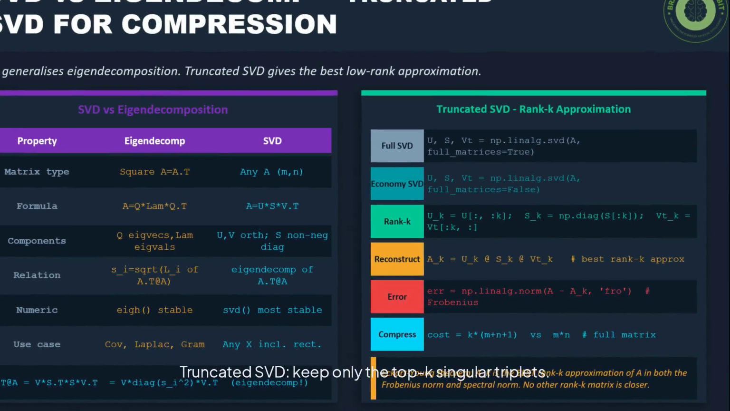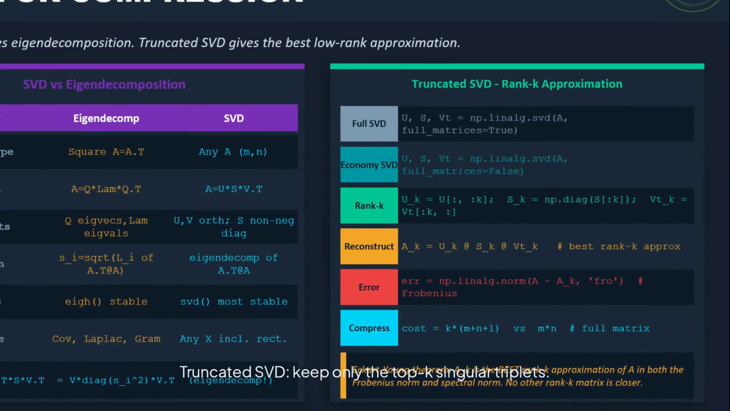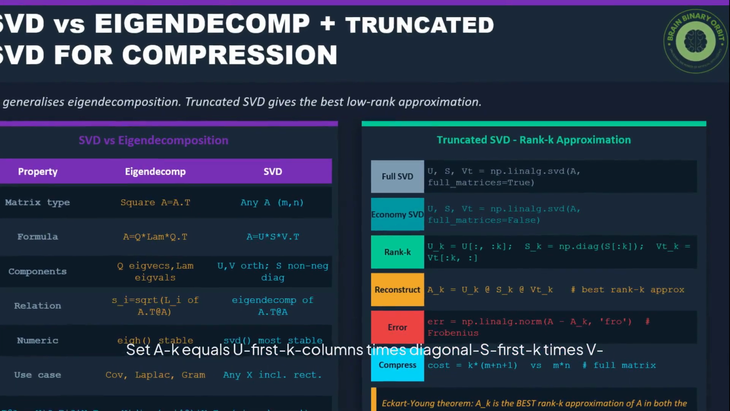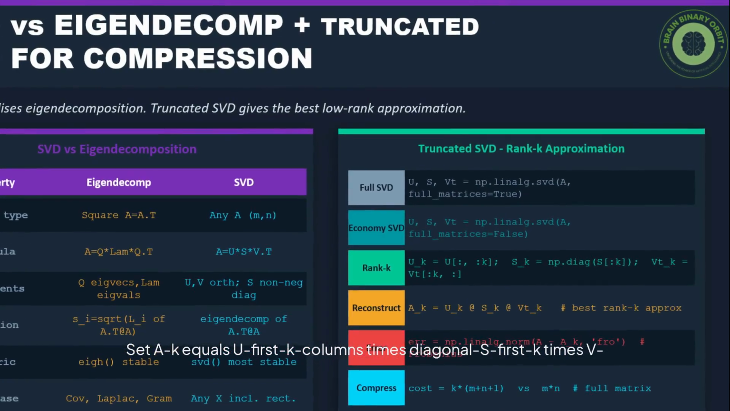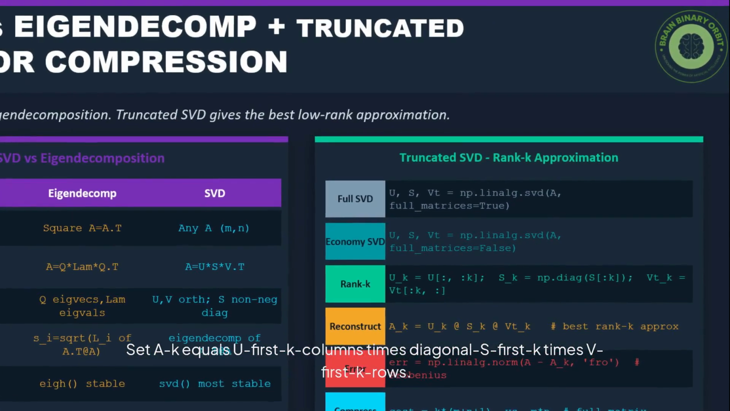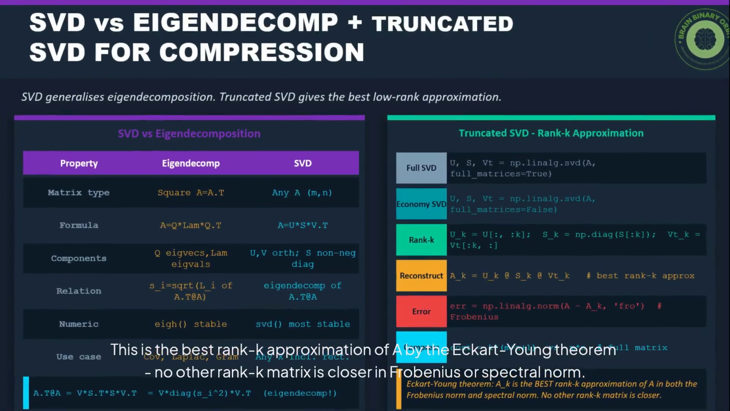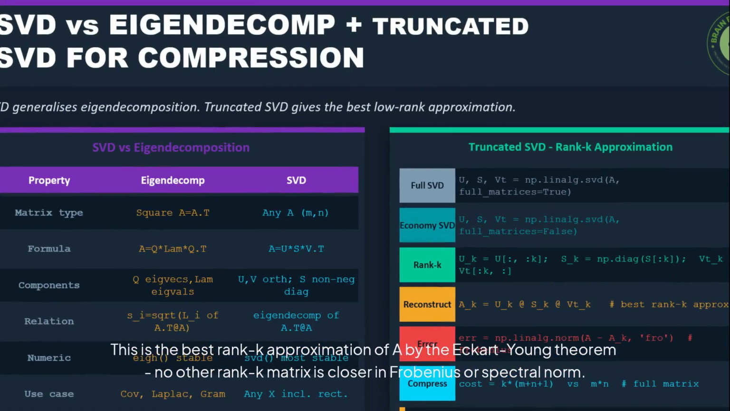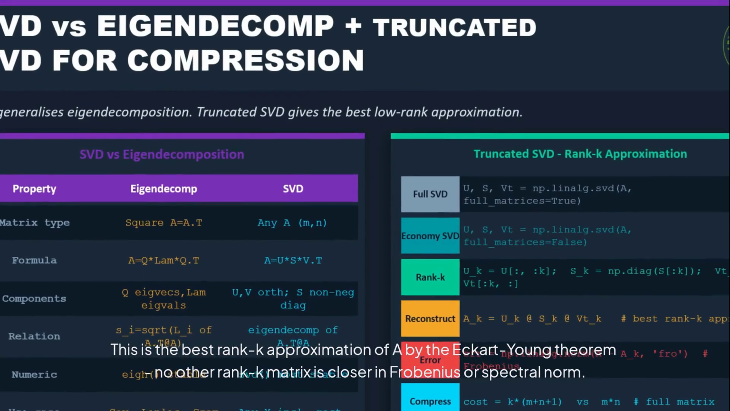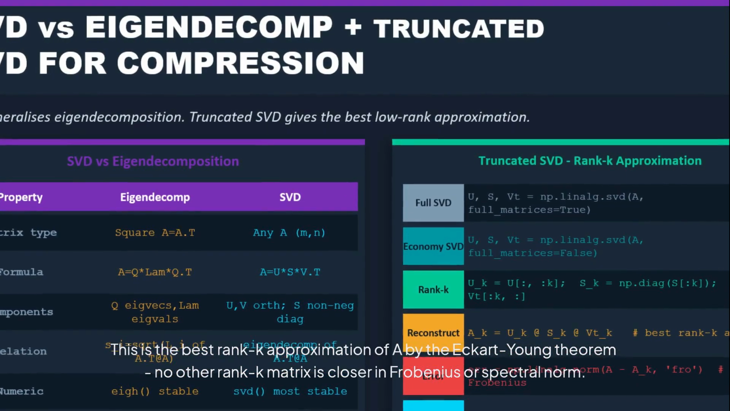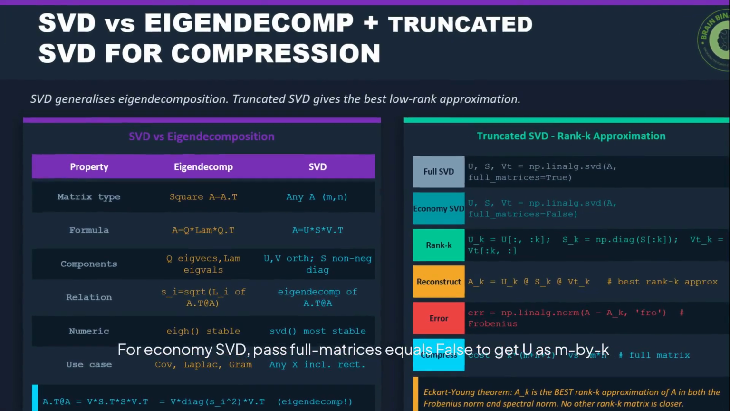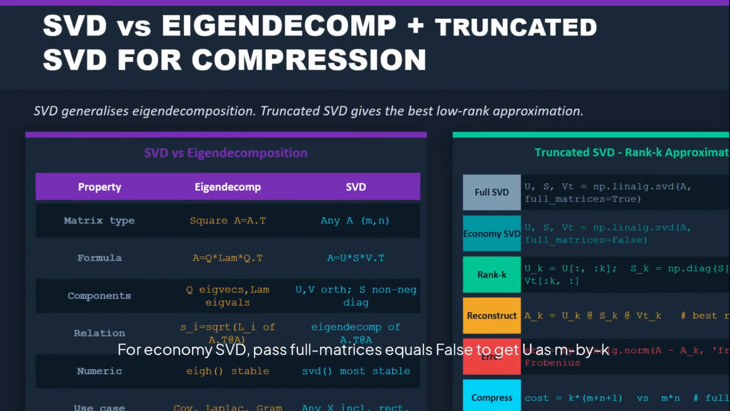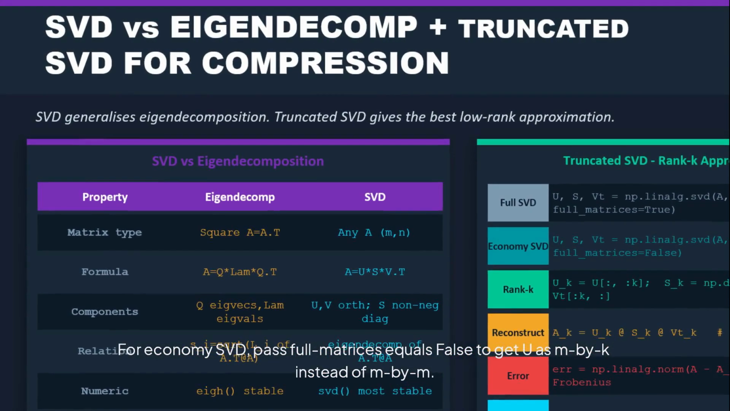Truncated SVD: keep only the top k singular triplets. Set A_k equals U first k columns times diagonal S first k times V first k rows. This is the best rank k approximation of A by the Eckart-Young theorem. No other rank k matrix is closer in Frobenius or spectral norm. For economy SVD, pass full_matrices equals False to get U as m by k instead of m by m.